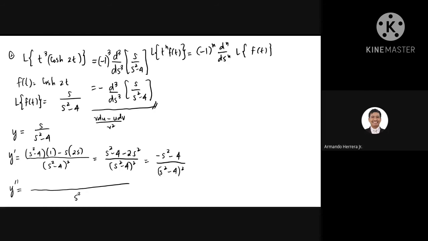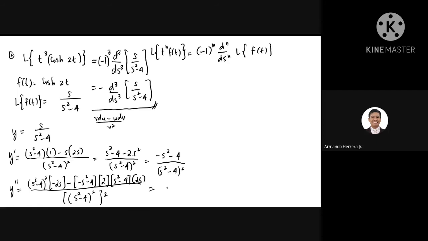So this is (s squared minus 4) raised to the second power, raised to the second power. So that's (s squared minus 4) to the second power times the derivative of negative (s squared minus 4), which is negative 2s, minus the quantity negative (s squared minus 4) multiplied by the derivative of (s squared minus 4) squared. So that is 2(s squared minus 4) multiplied by 2s.